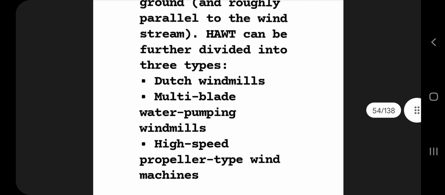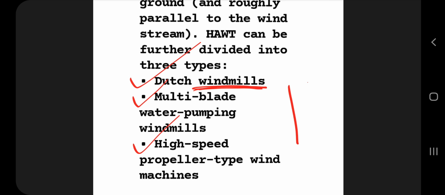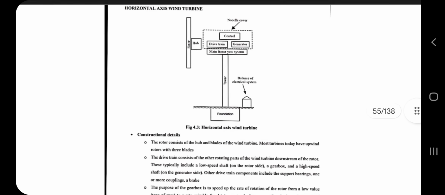There are 3 types, you can write this one: Dutch windmill, multi-blade windmill, high speed propeller type. If you want, I can explain this also. The Dutch windmill will have a slightly different variation, I'll show you the diagram. Multi-blade will have multiple blades, high speed will have high speed. Fine. So this is the diagram which I have to make.